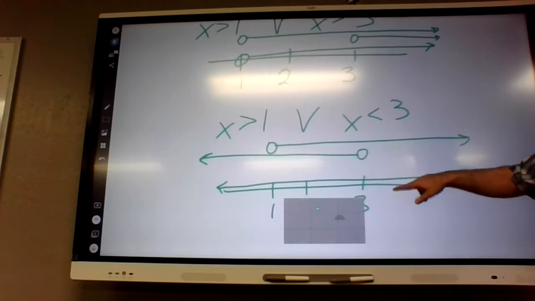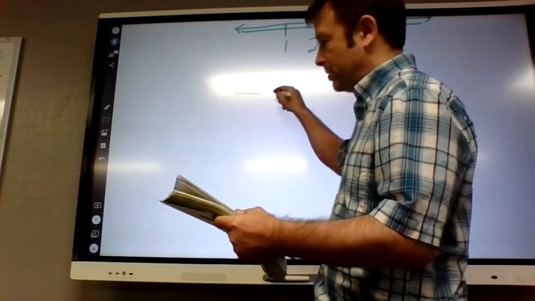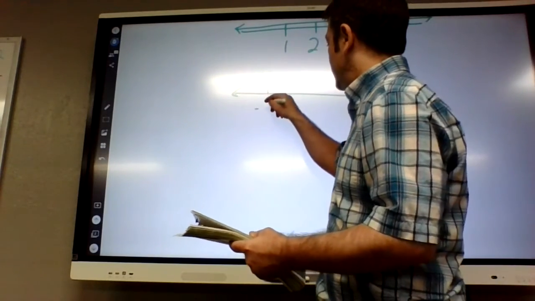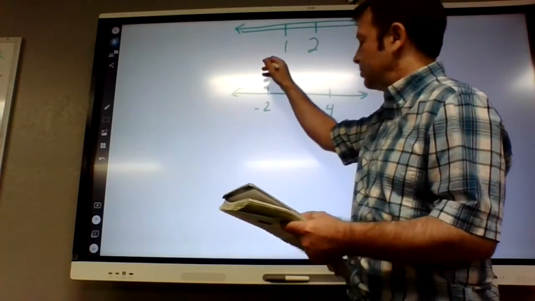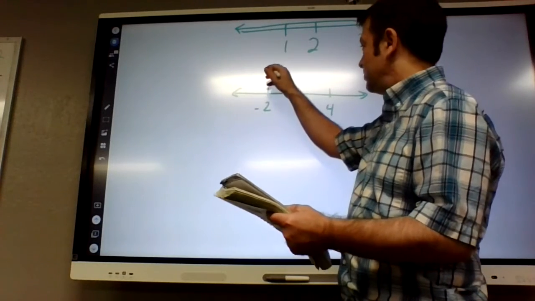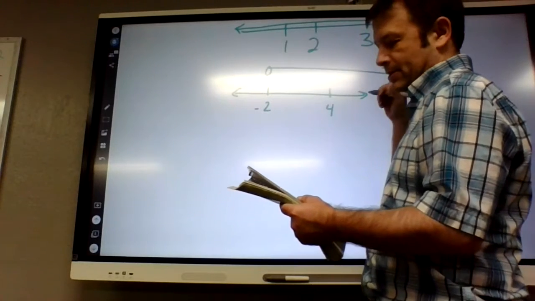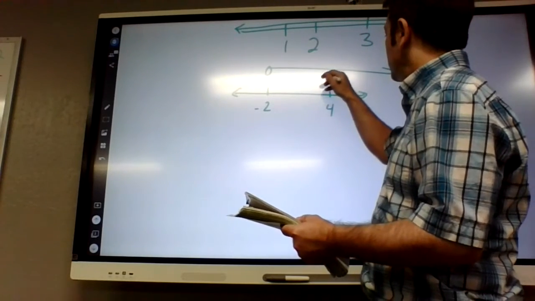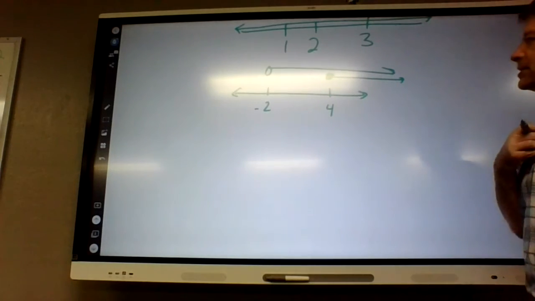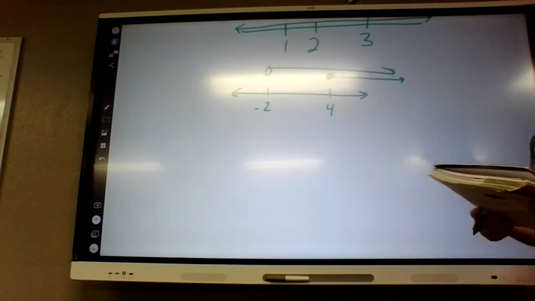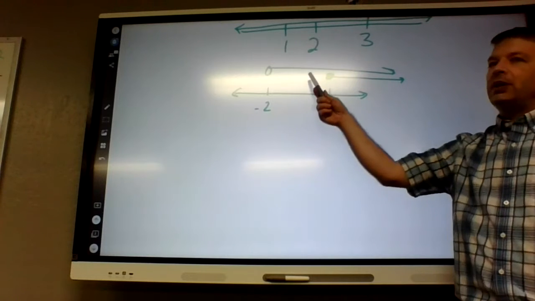This is kind of hard to do without the floating line, so I'm going to make a little rough sketch here. Here's -2, here's 4. x is greater than -2, or x is greater than or equal to 4. Remember, greater than or equal to had a solid dot. Okay, that's not the answer. We need to figure out what the answer is. If it's an or statement on number 1, what are we going to use from those two?